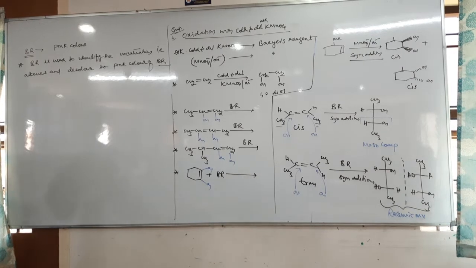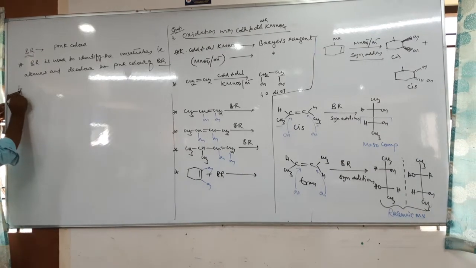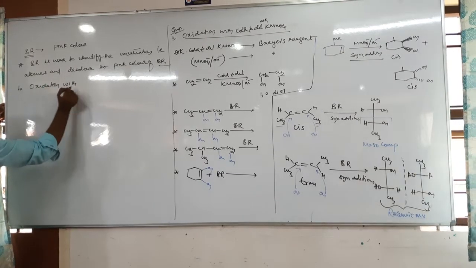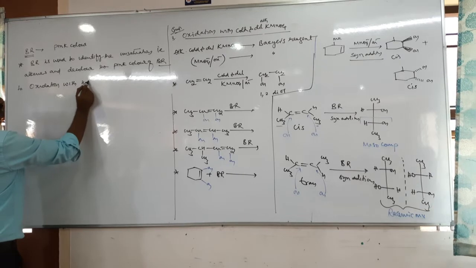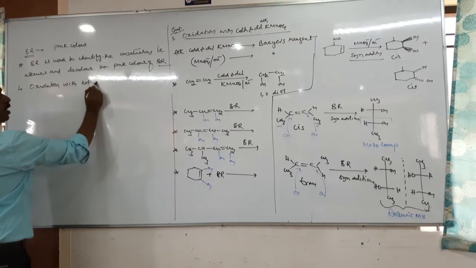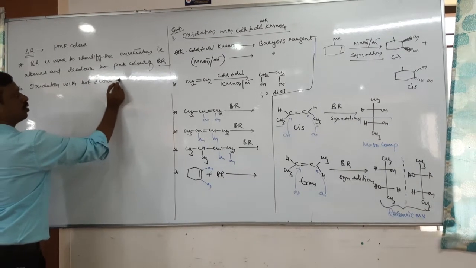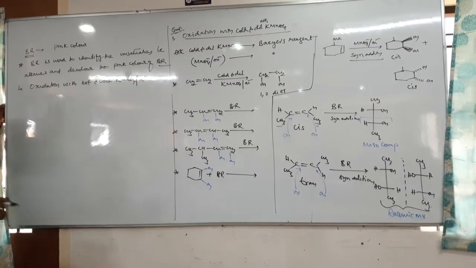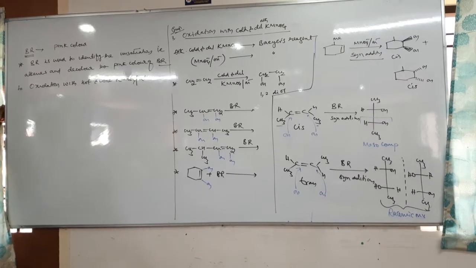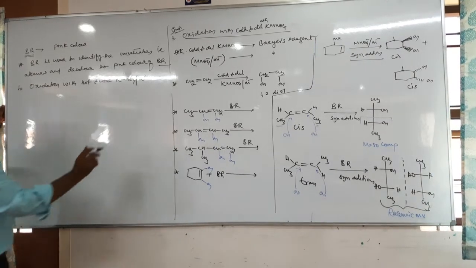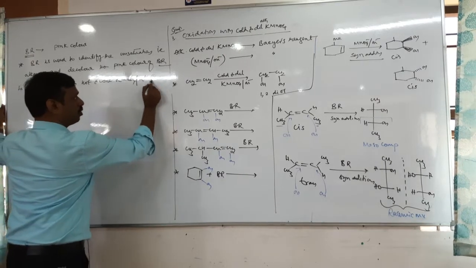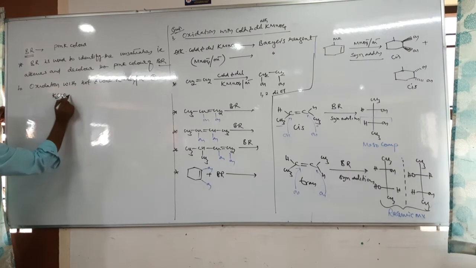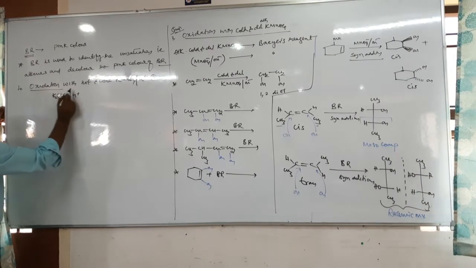That's it. Next is oxidation with hot and concentrated KMnO4 in acidic medium. Oxidation with hot and concentrated KMnO4 acidic medium, or K2Cr2O7 acidic medium.